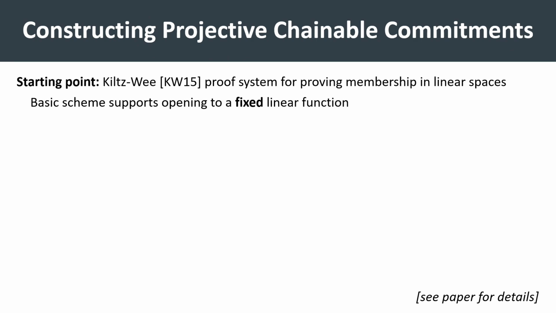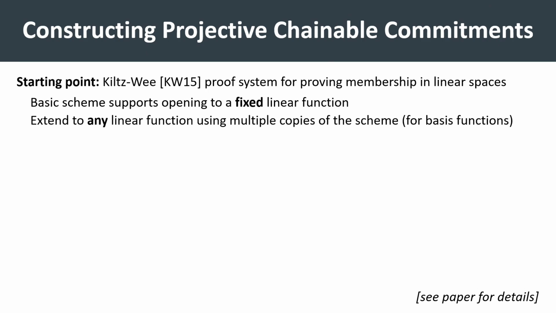The starting point of our construction is this really nice proof system for proving membership in linear spaces by Kiltz and Wee. The basic scheme that we start with only supports openings to a fixed linear function. Functional commitments you can open to any function, but here we start with a fixed linear function. You can extend to an arbitrary linear function very easily, just by using multiple copies of the scheme and exploiting additive homomorphism. Okay, so now we can support arbitrary linear functions.